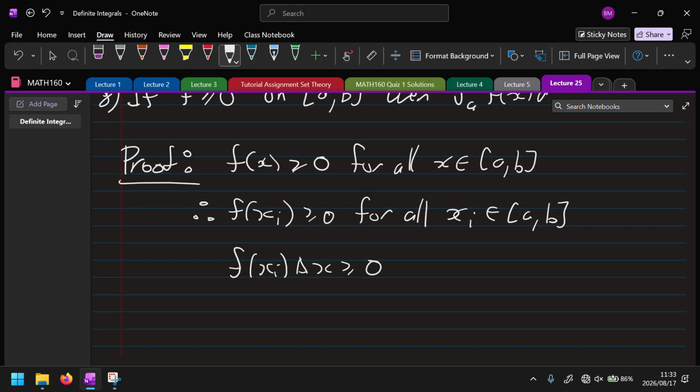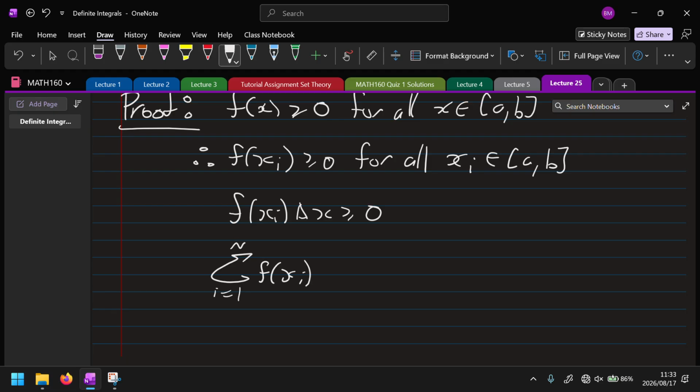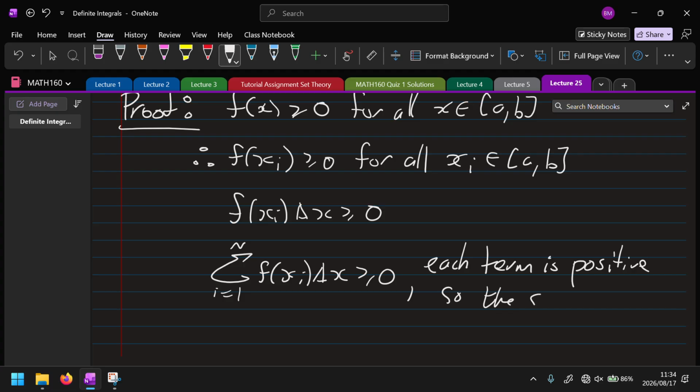So that individual term there is positive. If we sum over i, it will still be positive because each of the individual terms is positive. So we're going to do the sum from i equals 1 to n of f of x_i delta x, and that will still be positive because each term in the sum is positive, so the whole sum is positive again. So each term is positive. So the sum is positive.